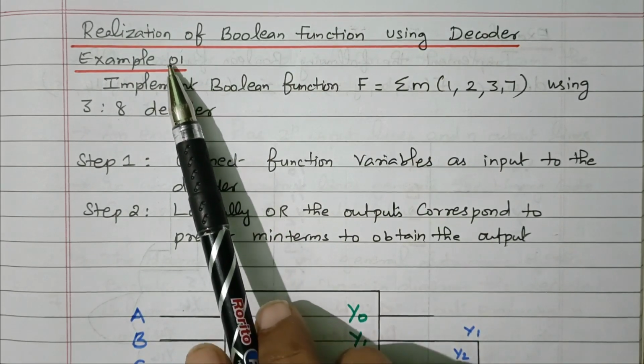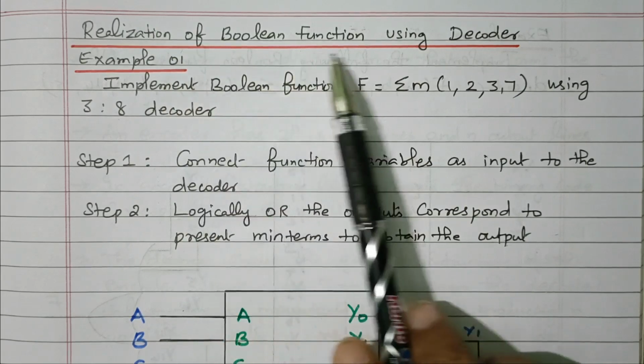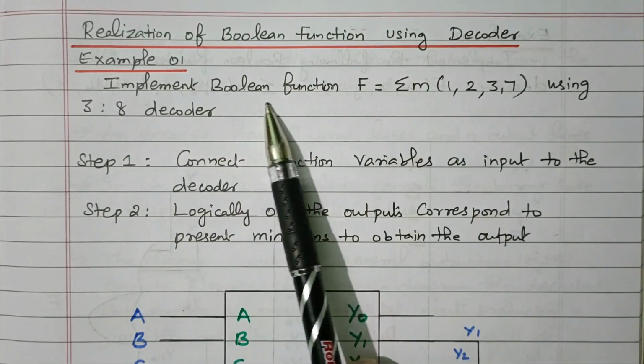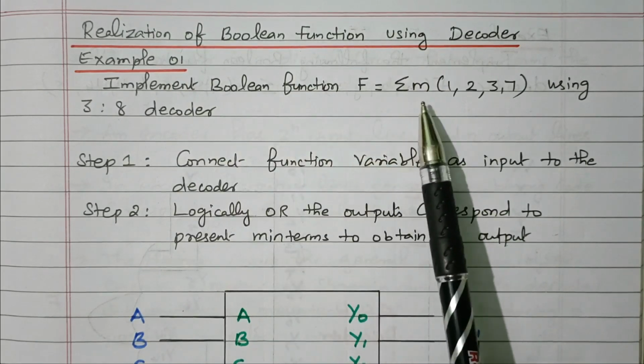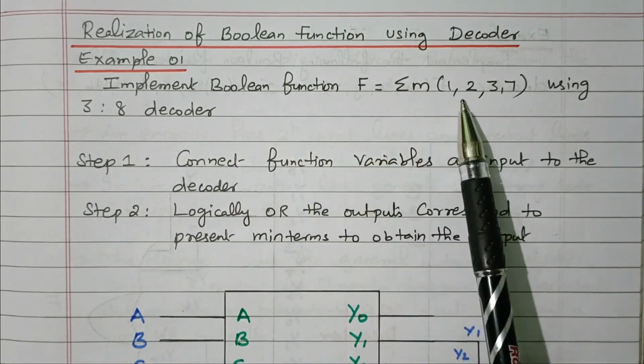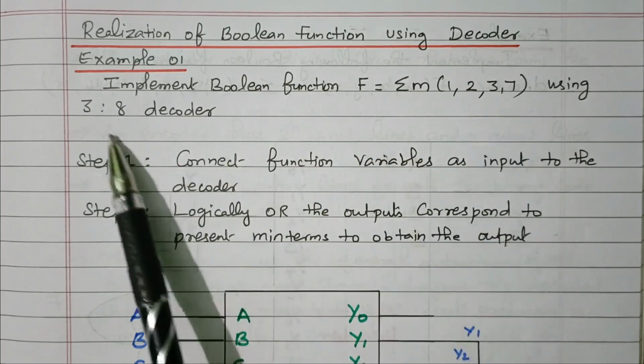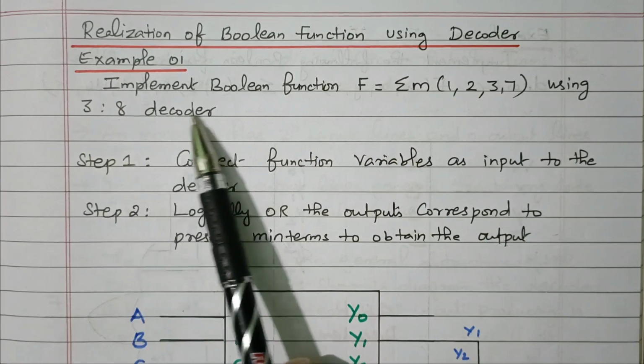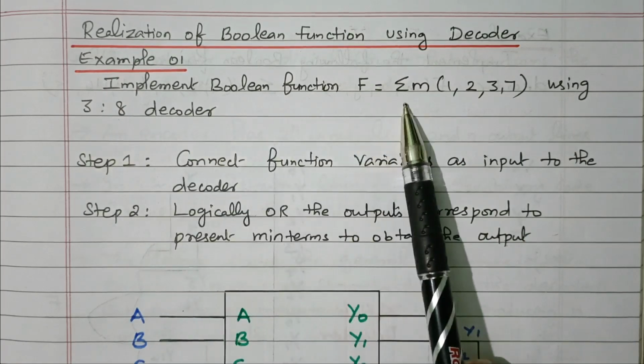The problem is we need to realize the Boolean function using the decoder. The problem statement is implement Boolean function f equal to sum of min term 1, 2, 3, 7 using the 3:8 decoder. By using 3:8 decoder, we need to implement this Boolean function.